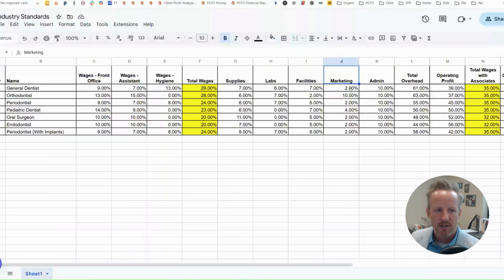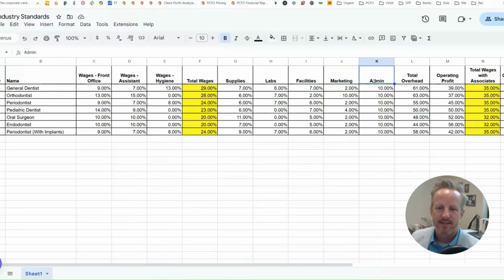So these are very general numbers. They can be up or down. It isn't right or wrong. It just depends on where you are in your growth trajectory as a practice. I have general dentists at 2%, orthos at 10%. Orthos typically have to do a lot more marketing at local soccer events and schools, that kind of thing. Periodontists, I have at 2. Pediatric, 4. Oral surgeons, 2. Endos, 2. Of course, for specialists like oral surgeons and endos, it's a matter of getting referrals from the general dentist.